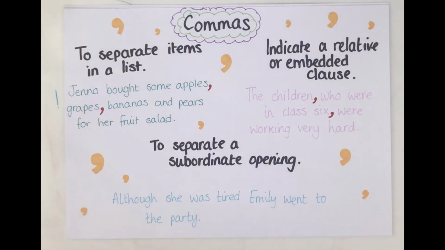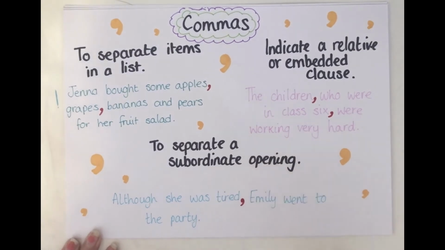The final way that we most commonly use commas in our writing is to separate a subordinate opening. So this is similar to the last way. We're showing that we've added in some extra information. So although she was tired, Emily went to the party. We could get rid of that first part and just keep our main clause, Emily went to the party. That is fine on its own as a sentence, but we're adding in some extra information.